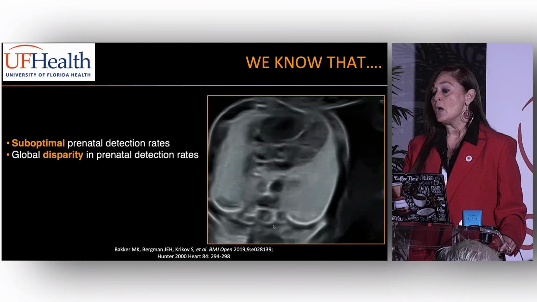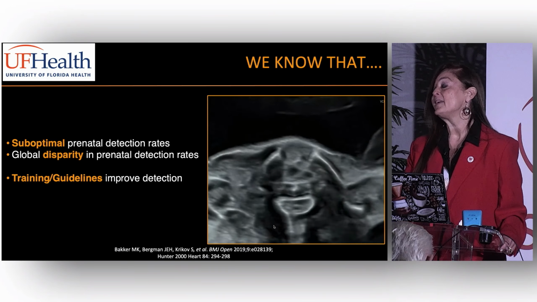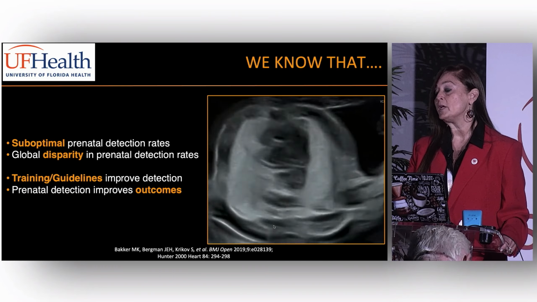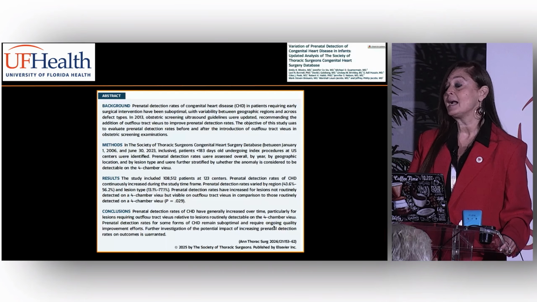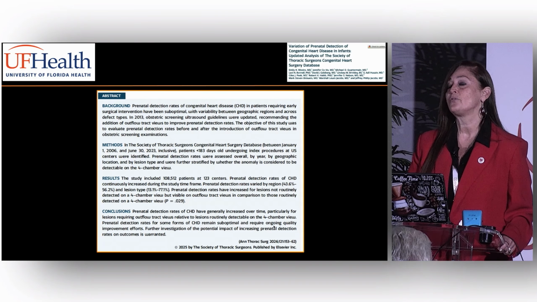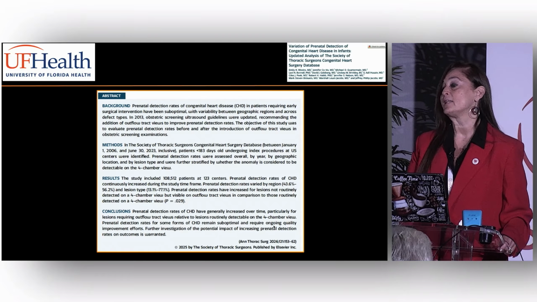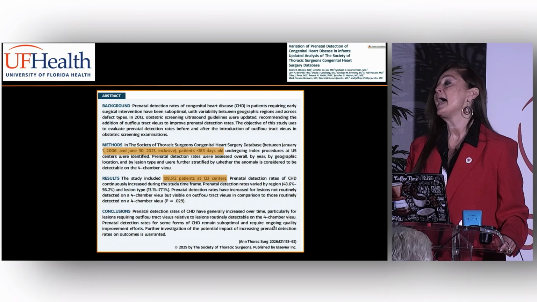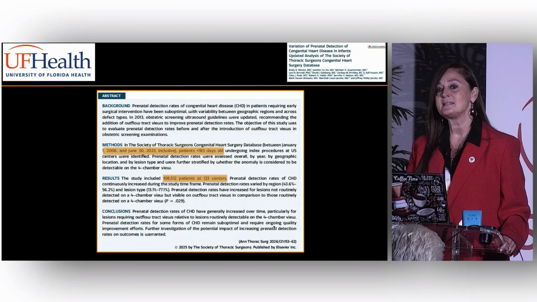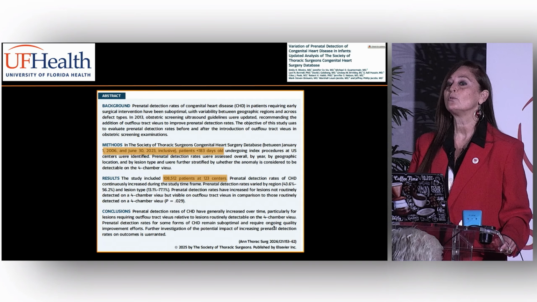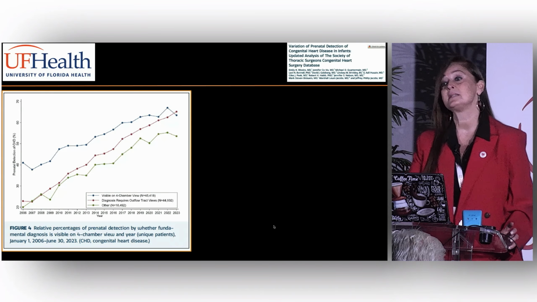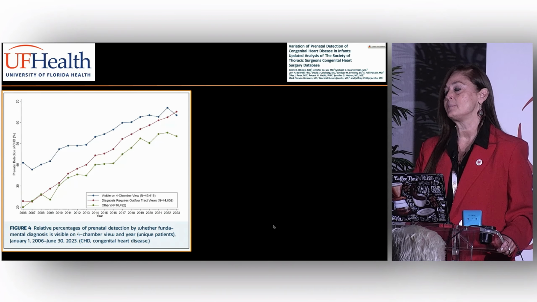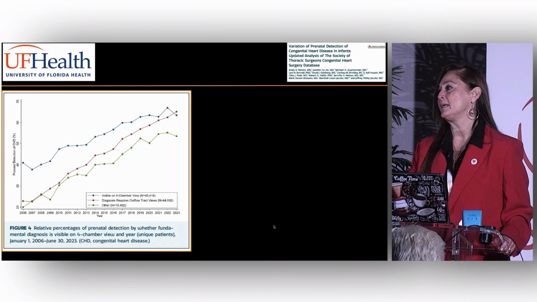We know that with training and having guidelines, we can improve detection, and we know that prenatal detection will improve outcomes. And the latest data comes from the US, from the Annals of Thoracic Surgery, where they just looked at over 100,000 fetuses. And what they were able to show is that in recent years, with the addition of the outflow tracts and the three-vessel trachea view, we have had a significant improvement in the prenatal detection rates. This is for the US since this has been accomplished. Of course, we're nowhere near perfect.